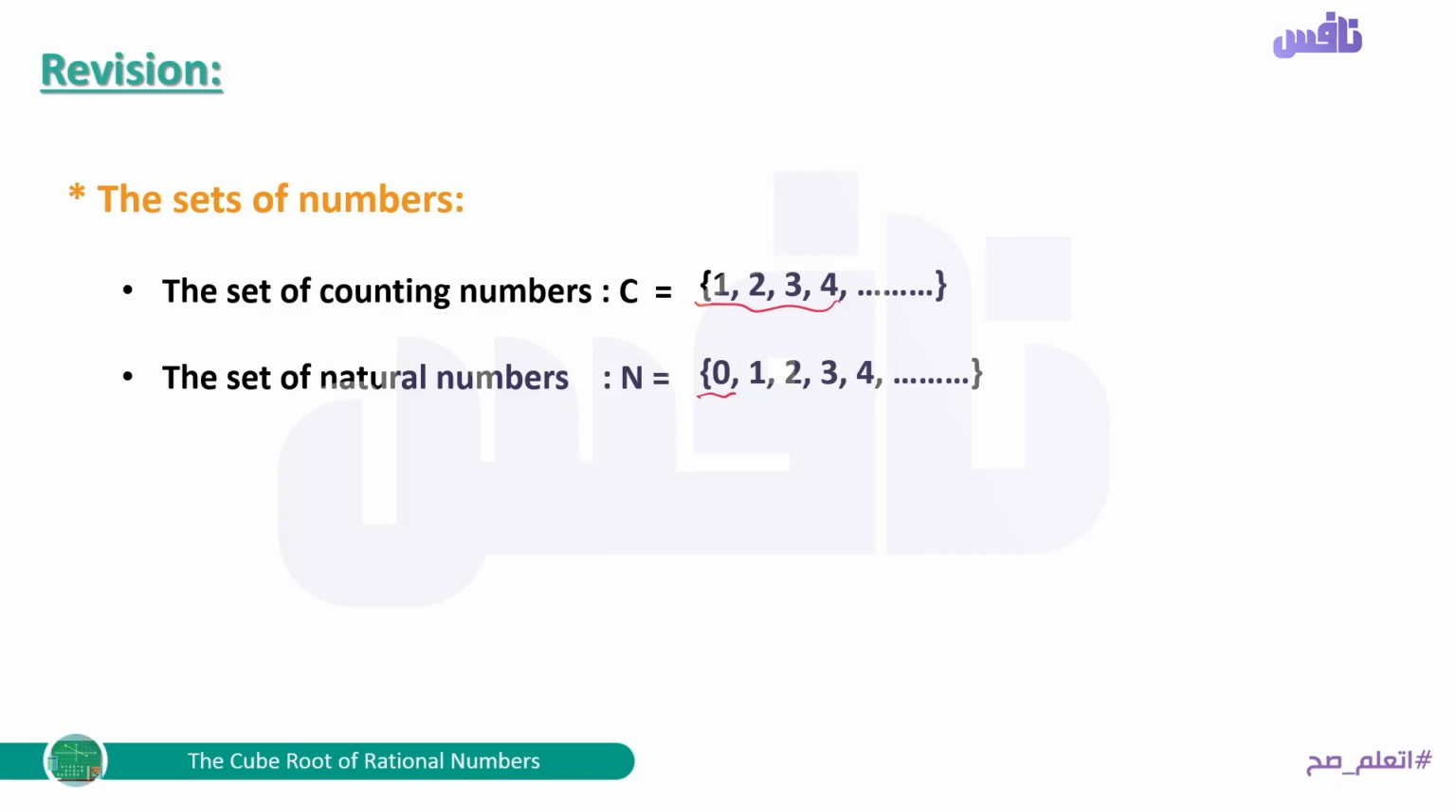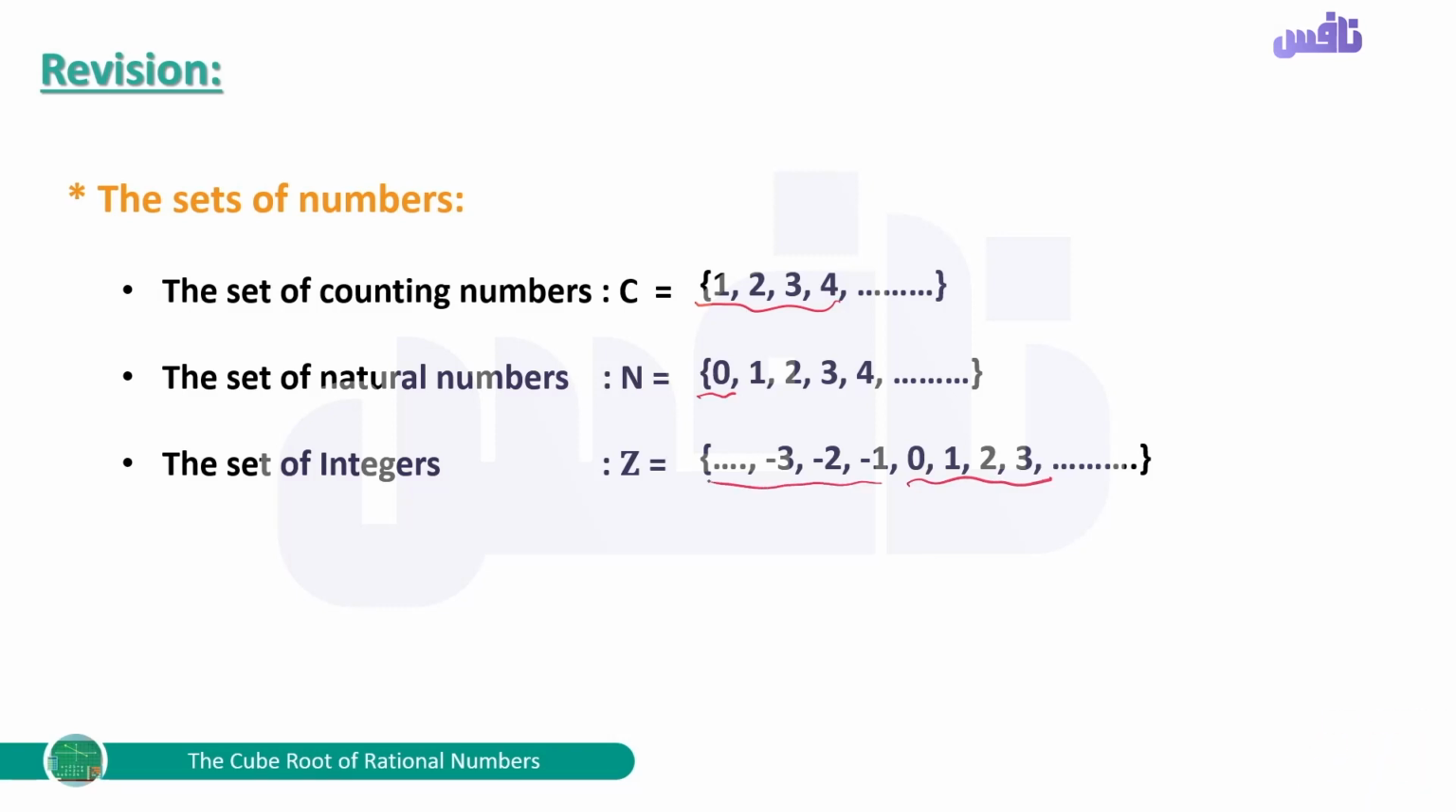Then we studied the set of integers, which is Z. The set Z contains, as you see, -3, -2, -1, 0, 1, 2, and so on. The same numbers of natural numbers, in addition, the negative numbers, -1, -2, -3, and so on. These sets, we studied them in primary stage.